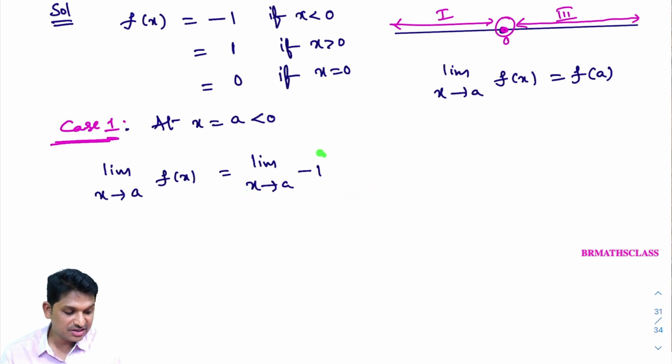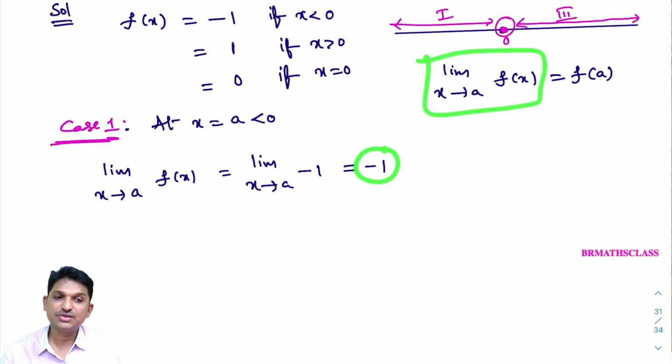In the given function, where x is there, you write a. But here nowhere is x there, so what will you get? You will get the same constant. What is that? -1. I calculated this one, and I got -1.